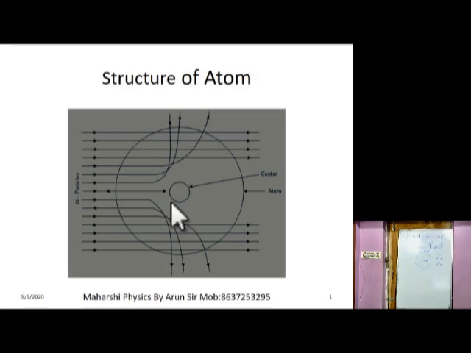And the size of the nucleus is in the order of 10 to the power minus 15 meter, whereas the size of the atom is 10 to the power minus 10 meter. The maximum portion of the atom is empty, and the electrons revolve around the nucleus in circular paths. These are the postulates of Rutherford's atomic model.